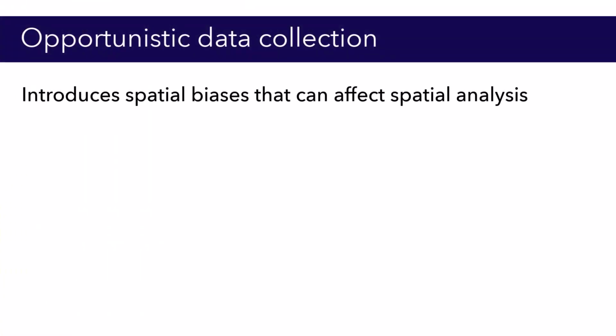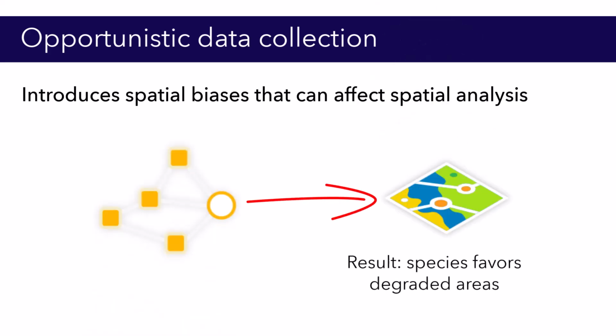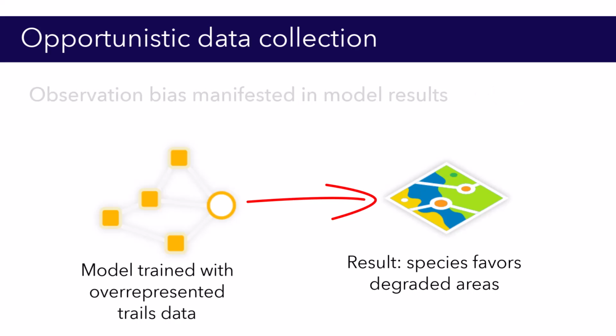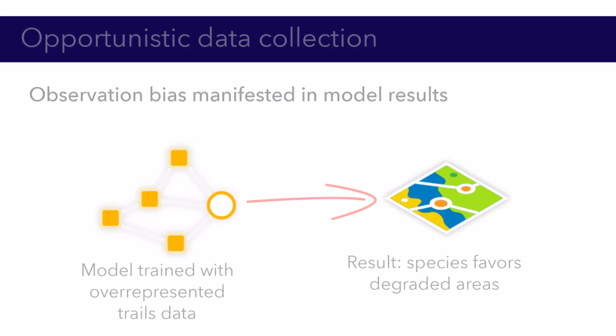Opportunistic data collection can introduce spatial biases into the data set, and these biases can propagate into your spatial analysis. For example, a model might predict that a particular species favors degraded areas like trails, since those areas are overrepresented in the data on which the model was trained. When in reality, this is simply the observation bias manifesting in the model results.